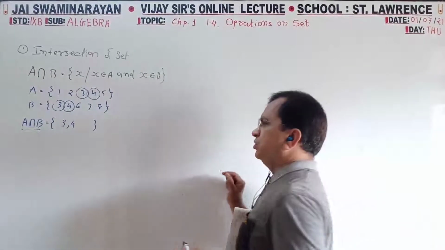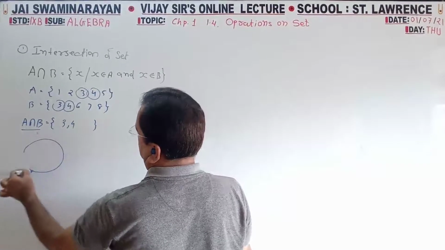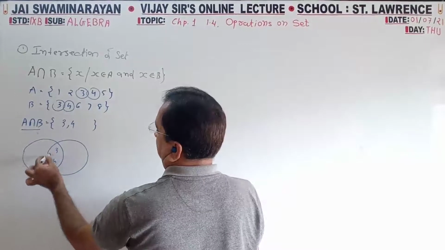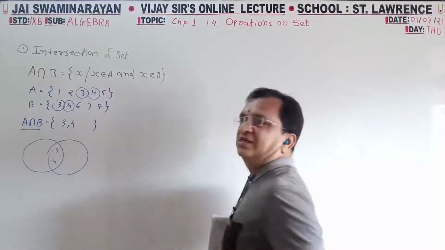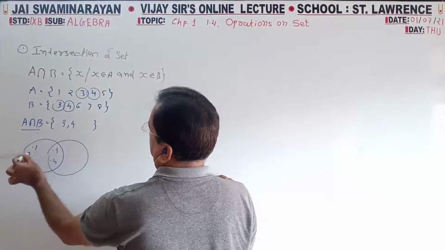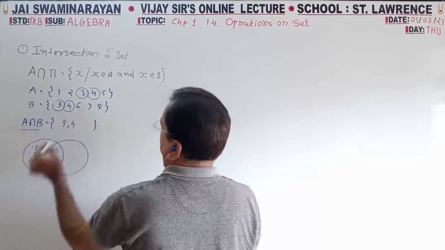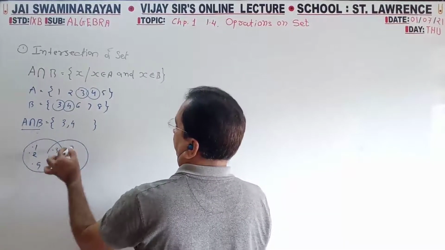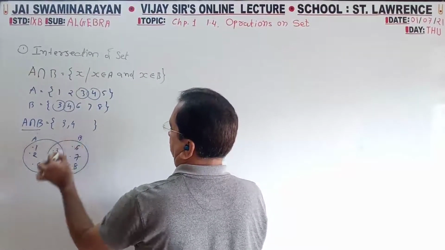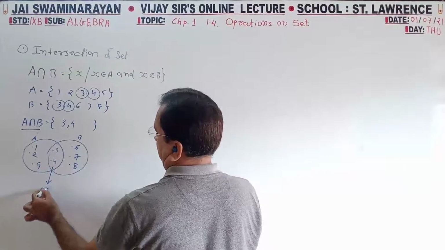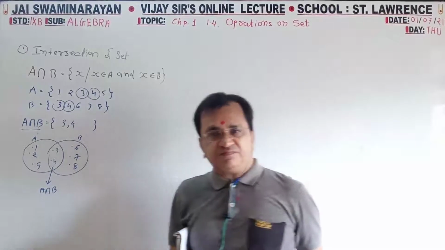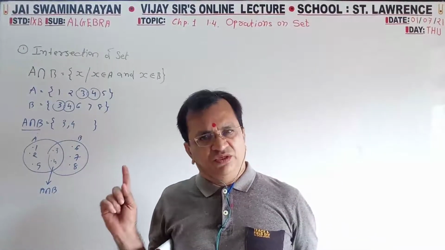How to show this in a Venn diagram? So 3 and 4 are in both, in this also and this also. That is known as the intersection part. So in the first, 1, 2, 3, 4 and 5. Here 3, 4, 6, 7, 8. So this is your A, this is your B and this part is A intersection B. By Venn diagram you can show like this, and by individual list form you can show by this.